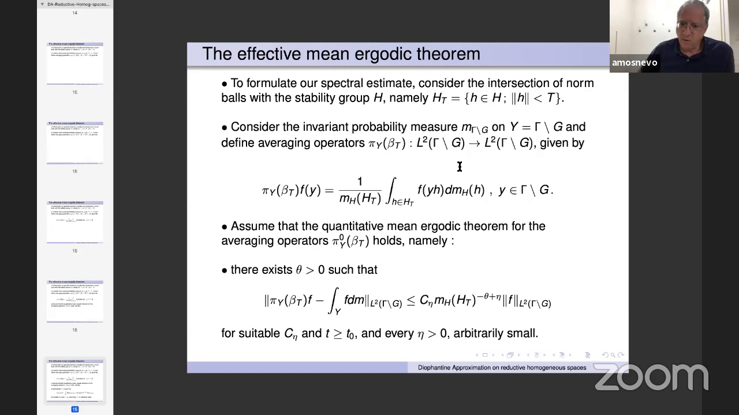Okay, so we have this operator norm estimate. This is our effective mean ergodic theorem.